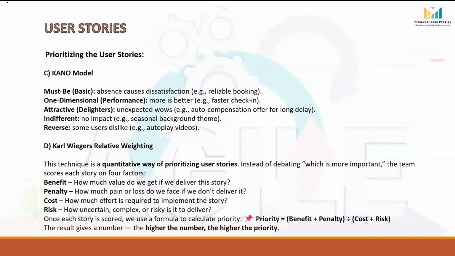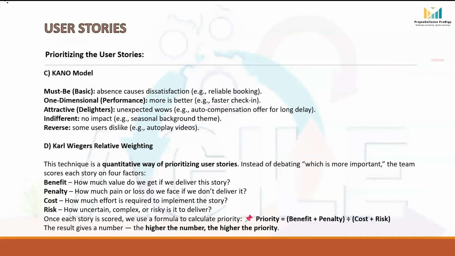The third method is the Kano model. The Kano model is all about understanding how different features affect customer satisfaction. It helps us see which stories will truly delight users, which are expected as basic needs, and which might not matter at all. Here is how it works. Must be. These are the hygiene factors. If they are missing, users will be very unhappy. But if they are present, users simply consider them normal.